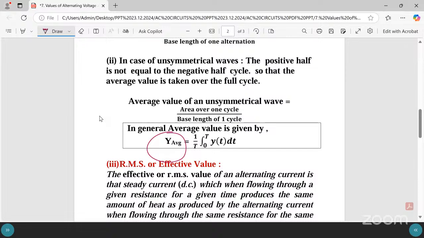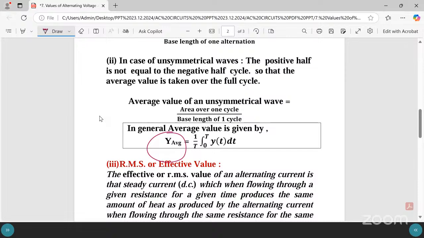Our discussion is sine wave, but we can draw the wave and find the average for any waveform. Rectangular waveform, triangular waveform, whatever waveform it may be, we can find the average value. But our discussion is sine wave. No triangular waveform, no square waveform, no rectangular waveform, nothing else. Only sine wave. This is the formula you have to remember, the average value formula.